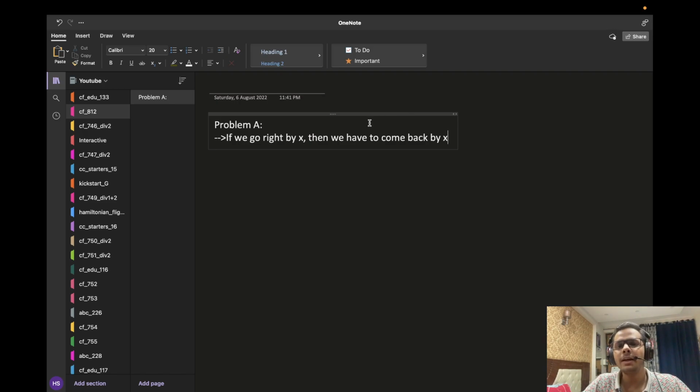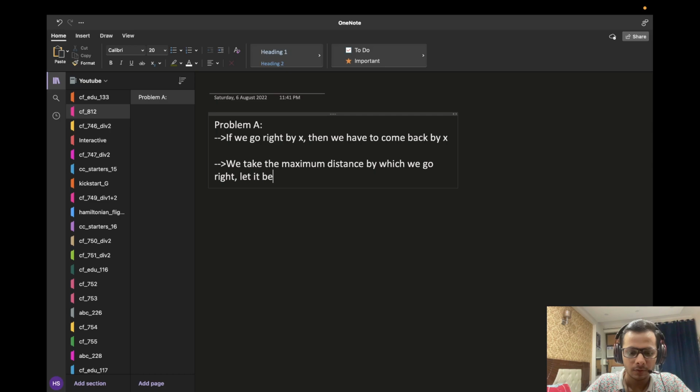If we are going right by an amount of x, then obviously we have to come back left to 0 by traveling the same amount x, and that is how we will start from 0 comma 0 and end at 0 comma 0. The same applies if we go down, the same applies if we go left, and the same applies if we go up. So the solution is simple. We take the maximum distance by which we go right. Let it be x, and then add 2x to the answer.